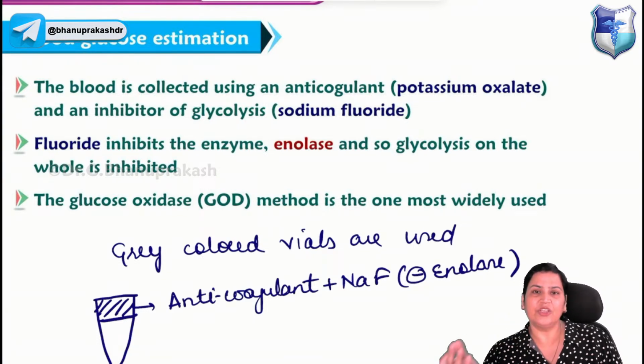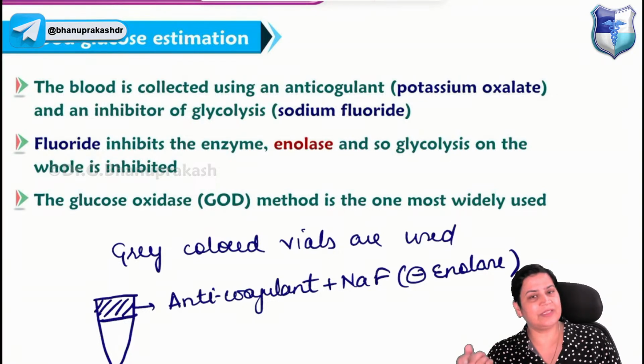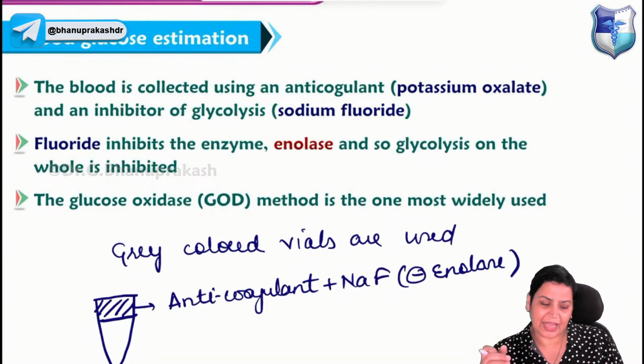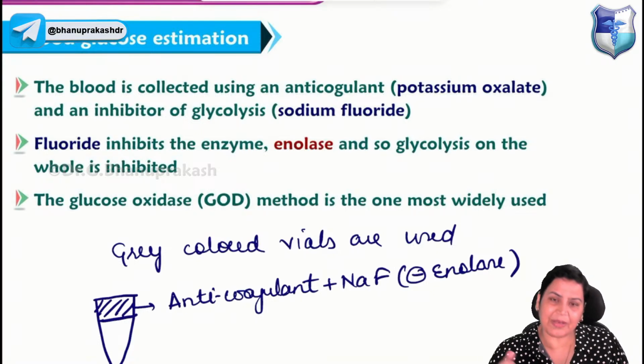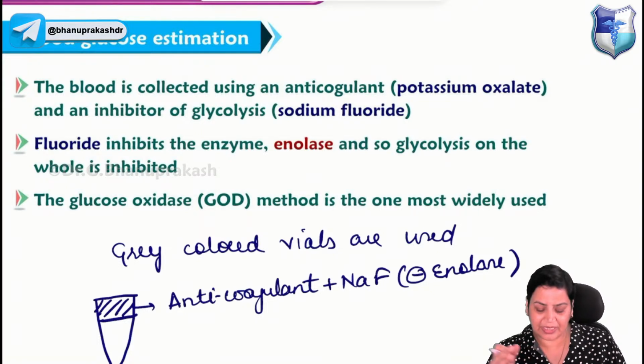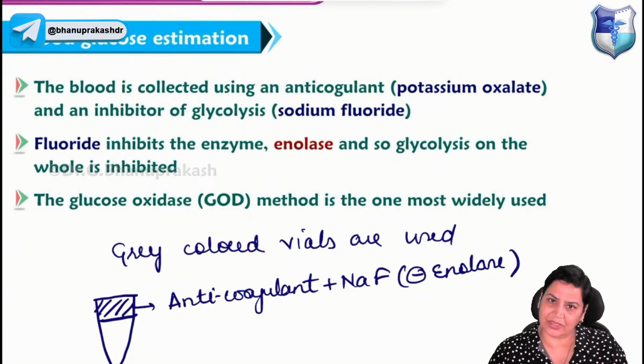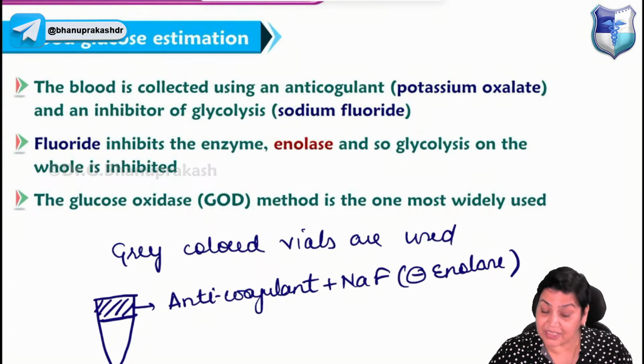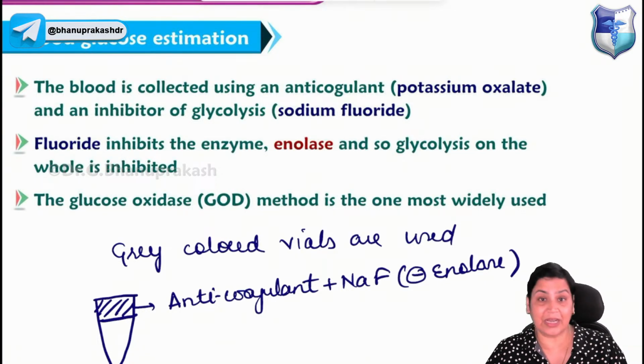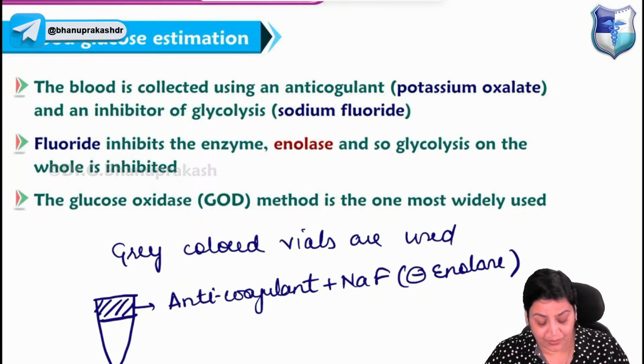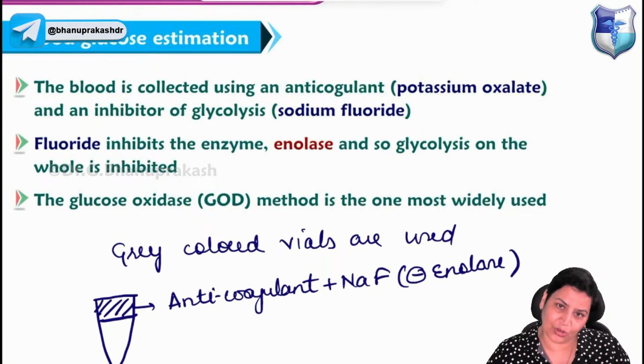It inhibits, so whatever amount of carbohydrate, whatever amount of glucose is there in the sample, it will be estimated. Because we all know that the life of RBCs is 120 days. So one has to transport the sample from one place to another place. In the meantime, glycolysis will keep on going, so to stop glycolysis... And this I have already discussed in detail in my video on glycolysis. So if you guys have any problem, you can consult that video also.